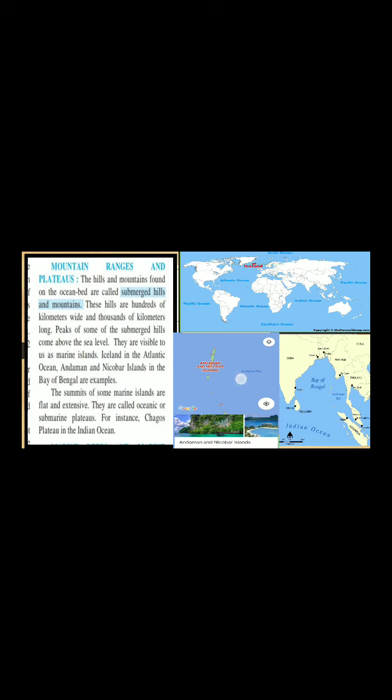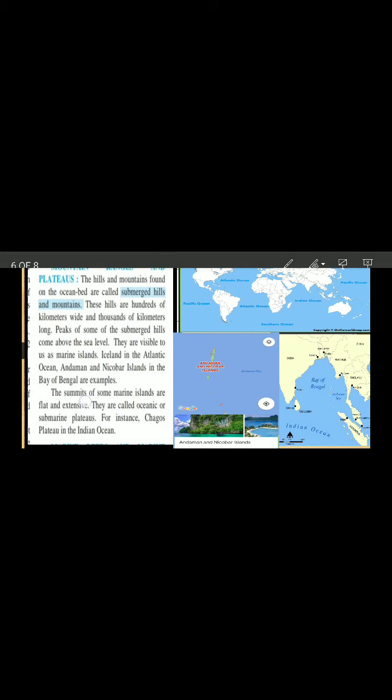This picture I took from Google Maps. If you want to search any spot or place, you can also take help of Google Maps. So, come to the point: Iceland in the Atlantic Ocean and the Andaman and Nicobar Islands in the Bay of Bengal are examples.